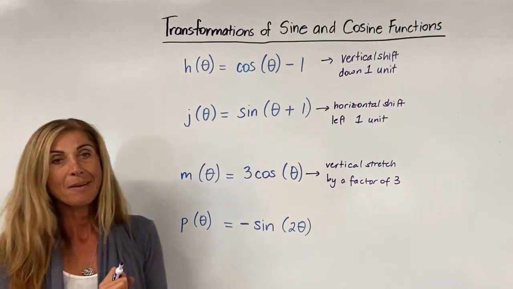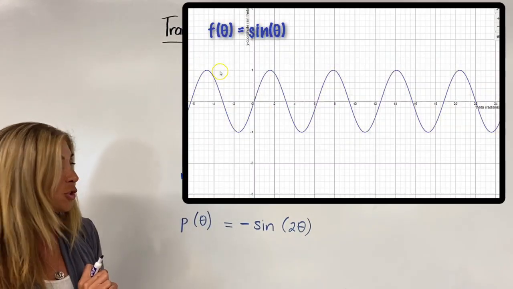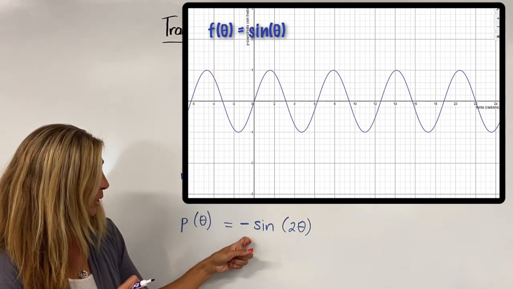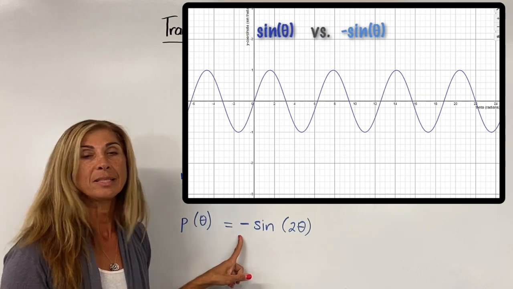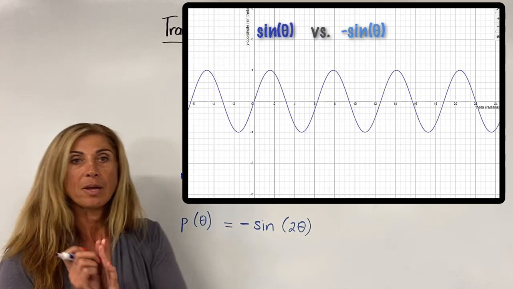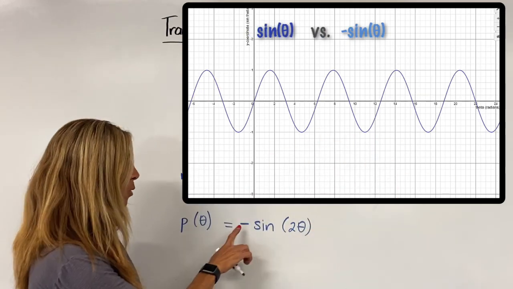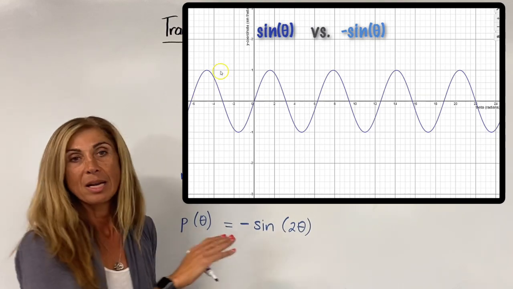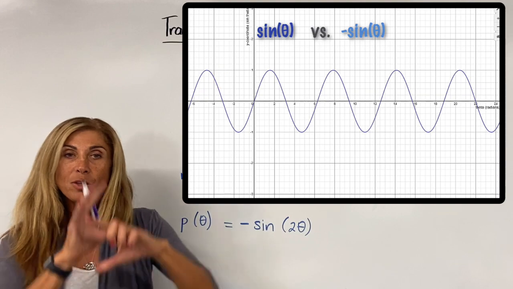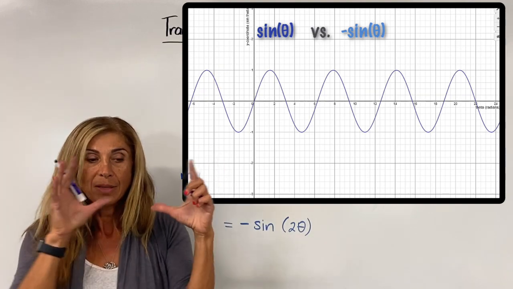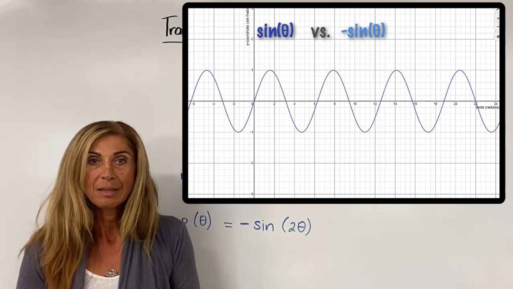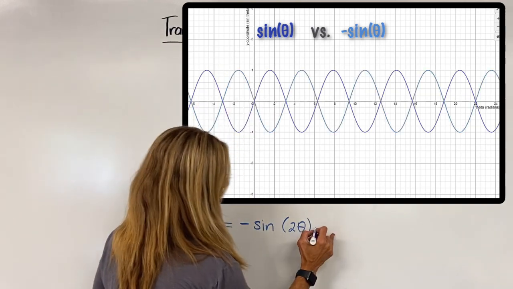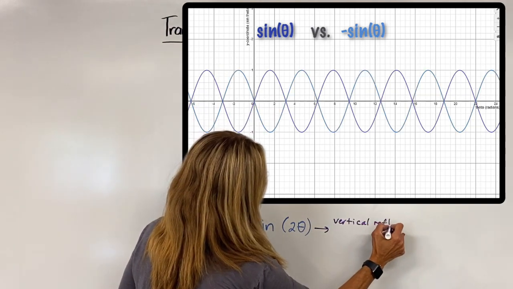Fourth example, p of theta equals negative sine of 2 theta. We actually have 2 transformations happening here. The first one, the negative in front: anytime you have a negative of your existing function, we are simply taking our values and making them the opposite. If our negative is in the front and our function values were positive, they would become negative. If they were negative, they would become positive. So we have a vertical reflection.